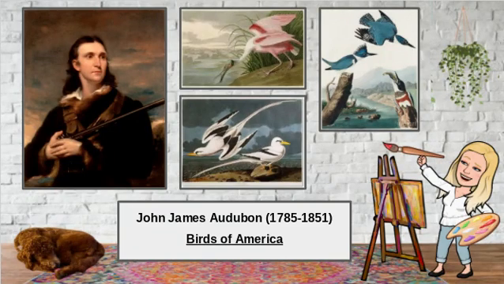Each bird is drawn to scale, which means the size that the bird is in real life is the size that he drew it on the paper. So you can imagine for a small bird like a blue jay, it wouldn't take a very big sheet of paper. But if you had a bird as big as a hawk or an eagle, you would need a really big sheet of paper.